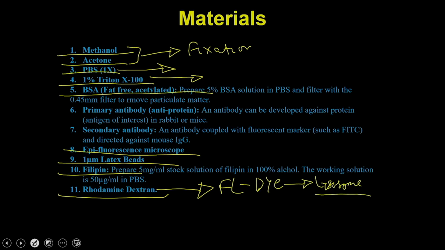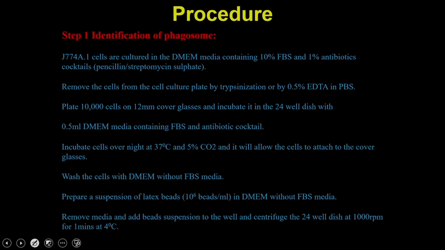So, the procedure that we require: in step 1 you are going to do the identification of the phagosome, or you are going to prepare the phagosomes, which you can do using your own material. What you can do is take J774, which are macrophage cells. These are the immune cells which you can use for phagocytosis.